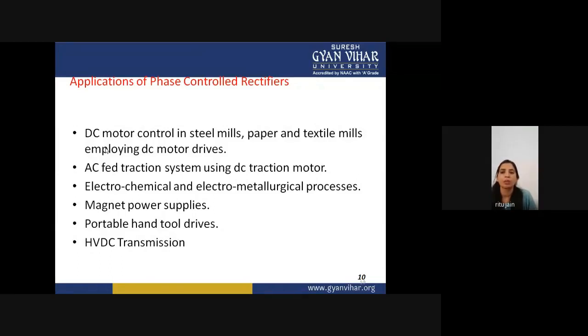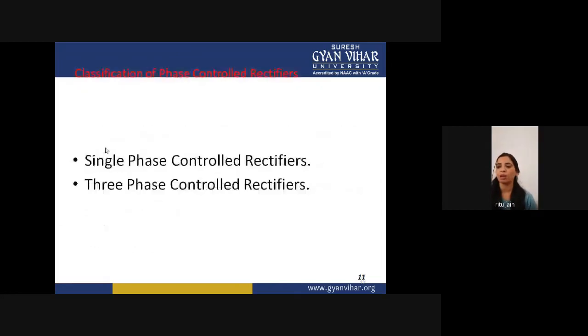DC motor control in steel mills, paper, and textile mills employing DC motor drives, and AC fed traction systems using a DC traction motor, electrochemical and electrometallurgical processes, magnet power supplies, portable hand tool drives, and HVDC transmission. So these are very vast fields where you can use the phase control rectifier, and these are very important applications in this technical world.